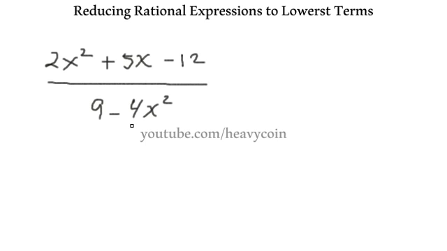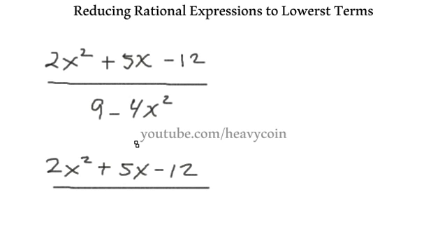Actually, I think I'm going to rewrite this problem and show you something here. We're going to redo the bottom. I'm going to rewrite that bottom, but go ahead and copy the top. So the bottom, 9 - 4x², can be rewritten as 3² - (2x)². Okay, so this is the difference of two squares.